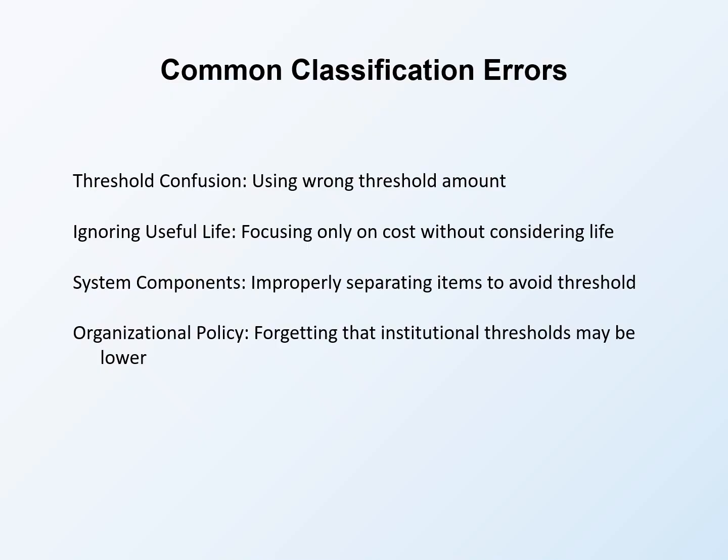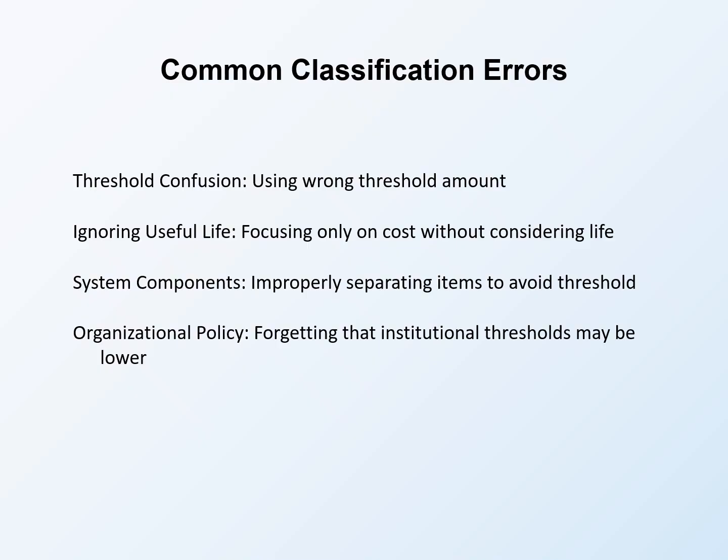Threshold confusion involves using the wrong threshold amount. The federal threshold may change, and your organization may have a lower threshold. Verify current thresholds before making classification decisions. Using an outdated or incorrect threshold produces wrong classifications. Ignoring useful life focuses only on cost without considering the life criterion. Both factors must be evaluated. A high-cost item with short useful life is supplies. Classification requires analyzing both criteria, not just the more obvious cost factor.